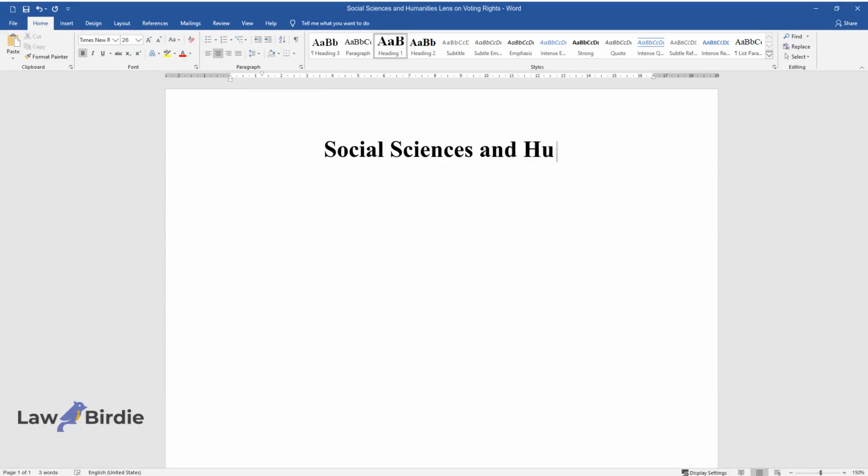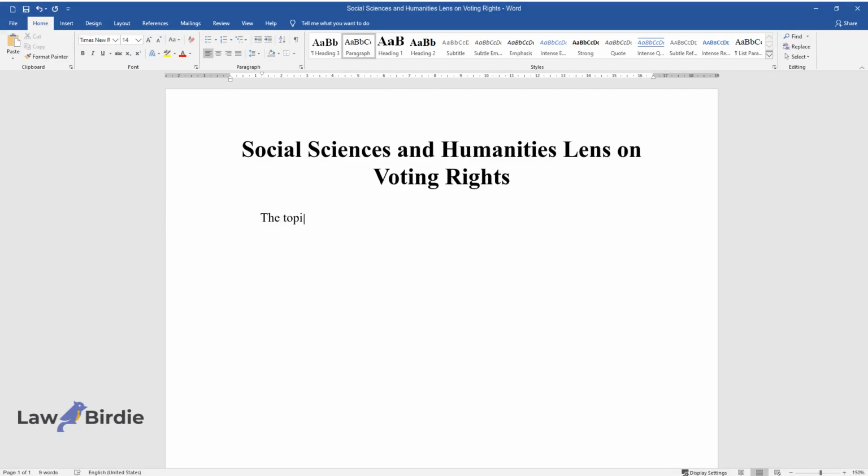Social Sciences and Humanities Lens on Voting Rights. The topic of interest is voting rights as a fundamental part of any democratic society, and the two lenses selected are social sciences and humanities.